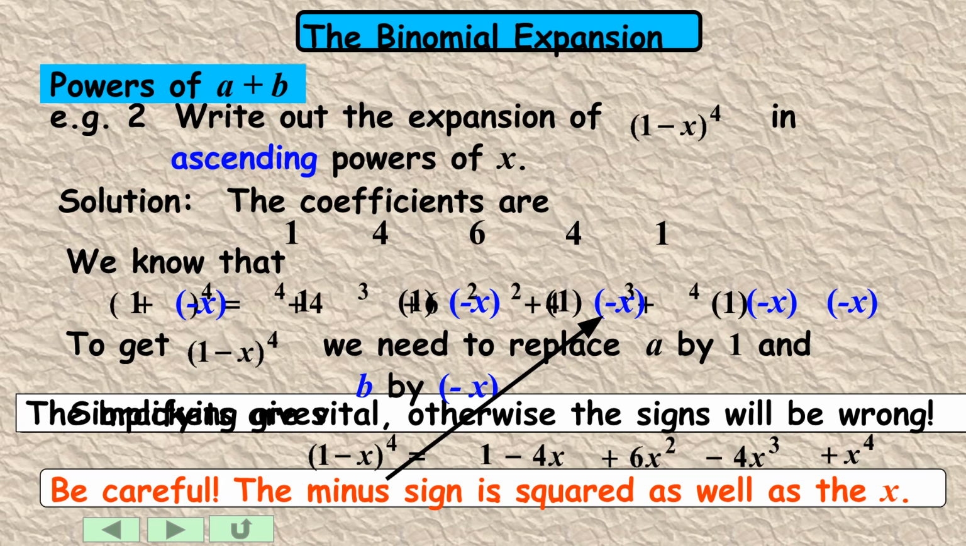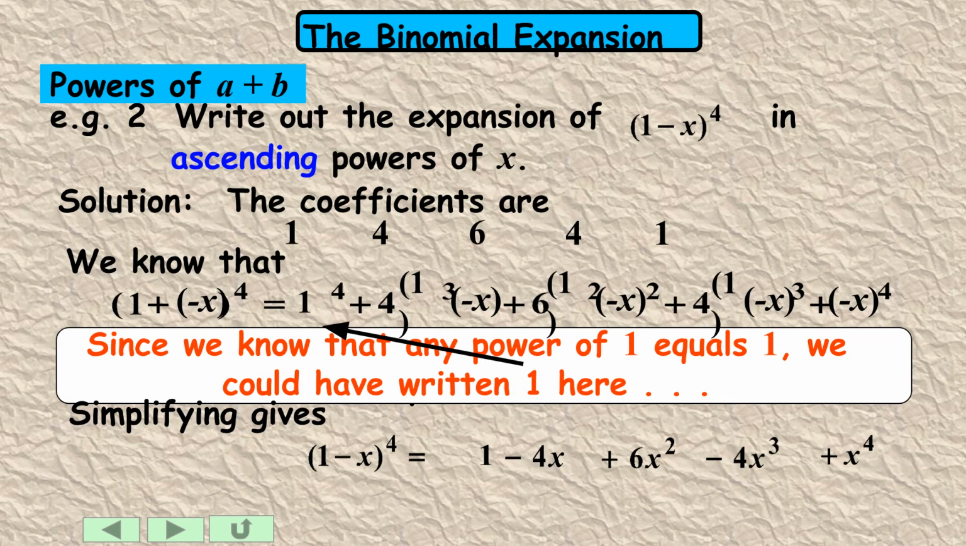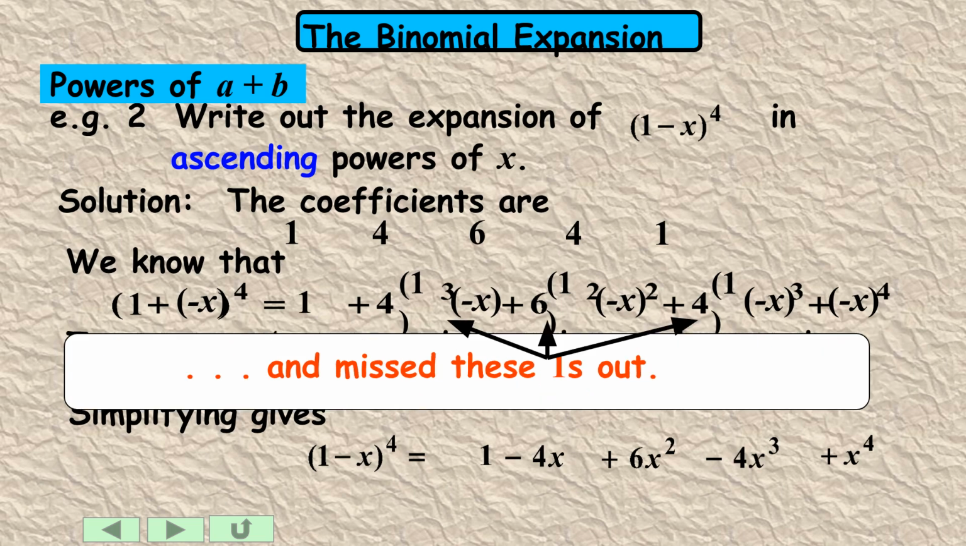We know the expansion for a plus b to the power of 4. To get to our problem, we need to replace a by 1 and b by minus x. Substituting these values, we get this expression. Remember, the brackets around minus x are vital, especially when squaring the minus sign along with x. Since we know that any power of 1 is 1, we could have simplified the previous expression by omitting the ones for a in the binomial expansion, like this.